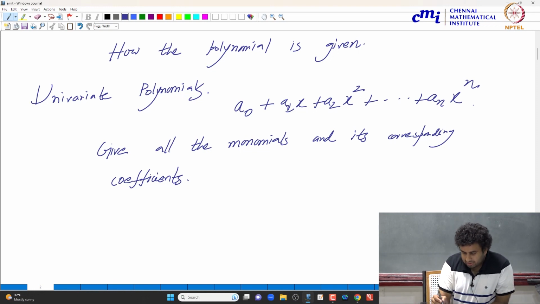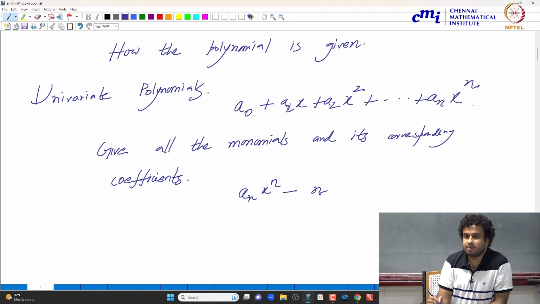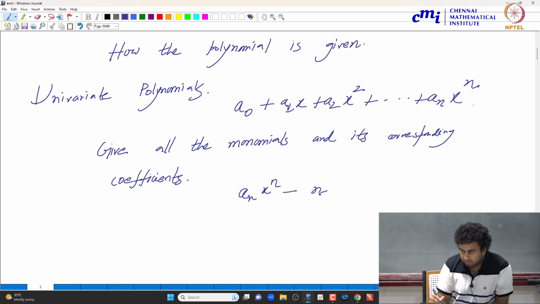So let me ask you one question: suppose I give you this polynomial, how many additions and multiplications do you need to evaluate this polynomial at a given point? So for example, for computing an x to the power n, you may use n many additions and multiplications. No, n multiplications, because you need to multiply x into x into x. Yes, you are right, to compute x to the power n we do not need that.